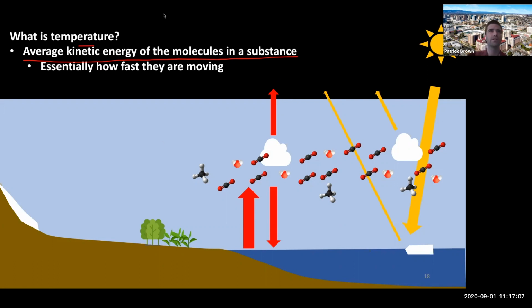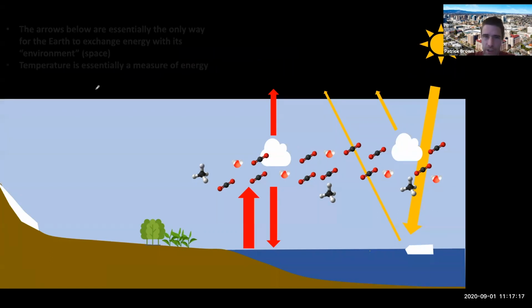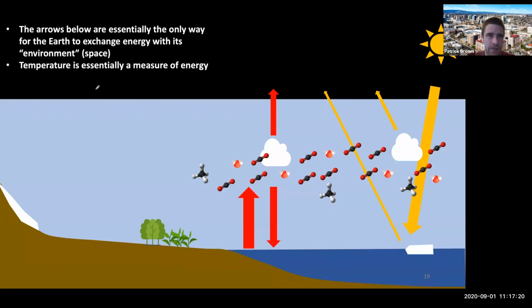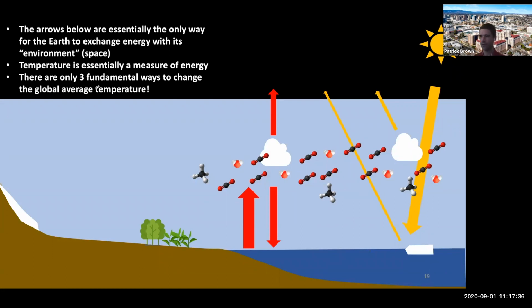But the critical detail here is that temperature is a measure of energy. And so we've just defined here all the energy coming in and all the energy leaving in three different components. And this is a really helpful discovery in climate science: if you think about the temperature of the whole planet over long periods of time, there are really only 3 ways that you can change the global average temperature.